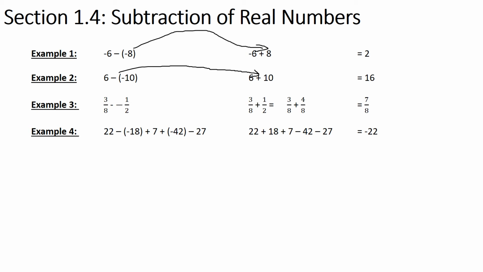And finally, I'm going to have some little trickiness here in example 4, but I just have to remember, two negatives make a positive. 22 minus negative 18 is the same as plus 18, plus 7, plus negative 42, which is the same as minus 42 minus 27. The way I do this is I add up all these positives first. 22 plus 18 is 40, plus 7 equals 47. Then minus 42 minus 27 is minus 69. And 47 minus 69 gives me negative 22.